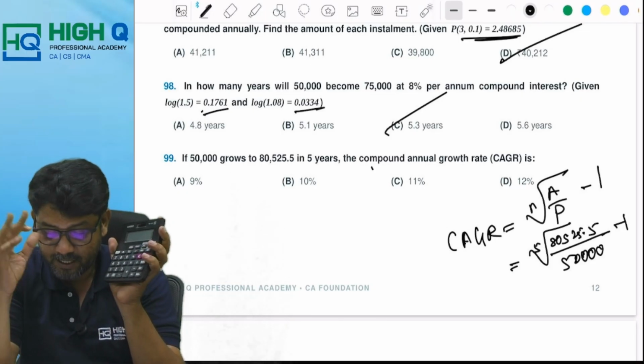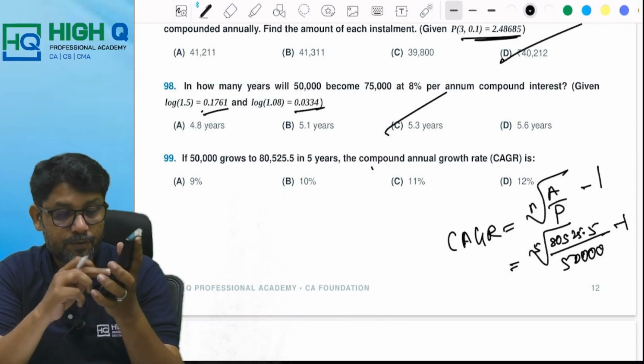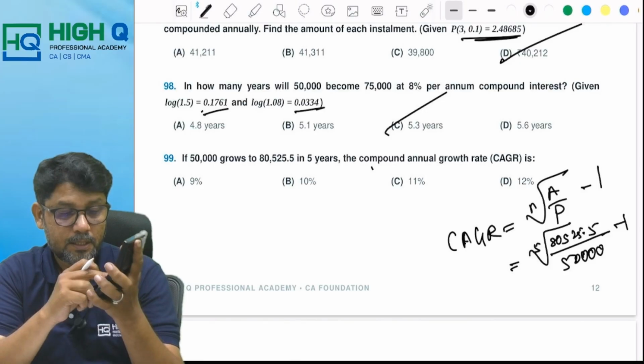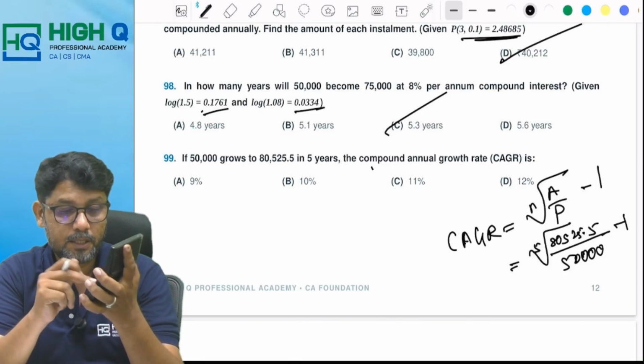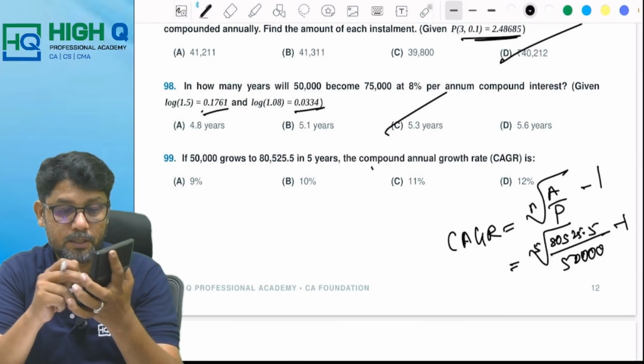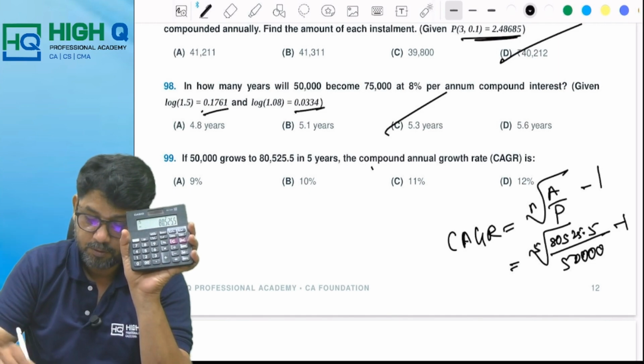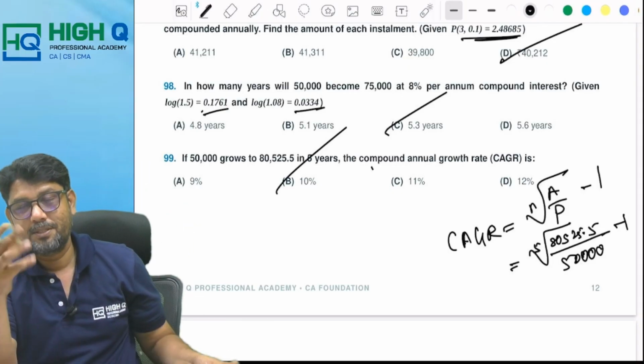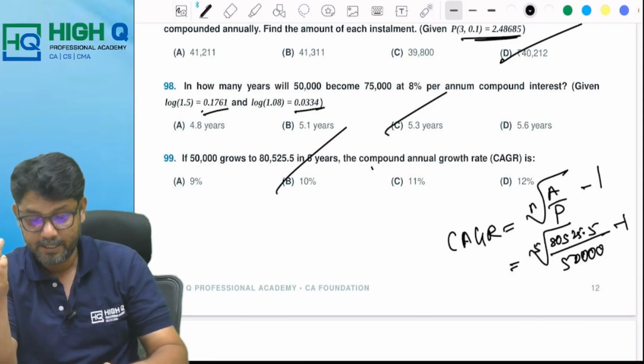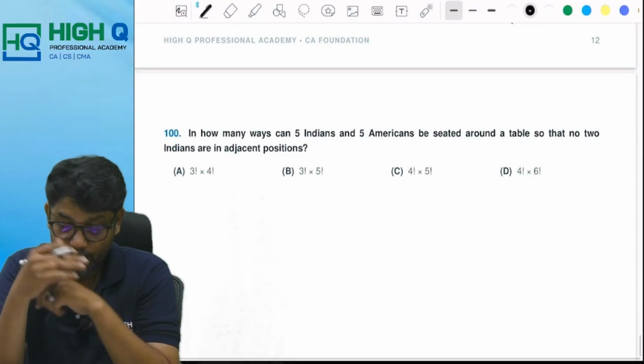For example, 50,000. My instinct says let us start with 10%. 50,000 plus 10% plus 10% plus 10% plus 10% plus 10% gives 80,525.5. Wow. Option B. It's because it's based on my instinct, I said.